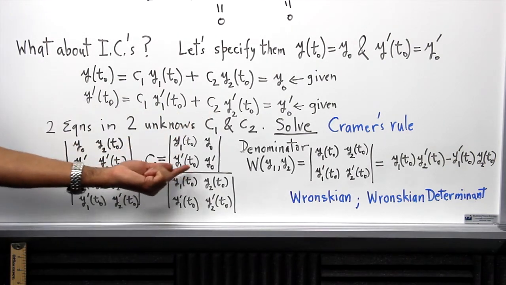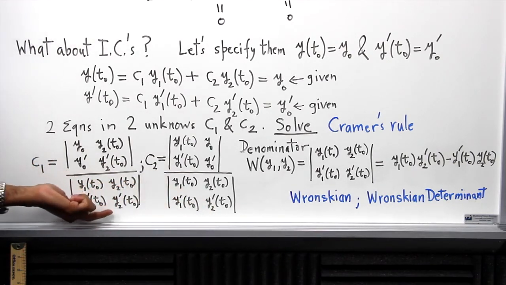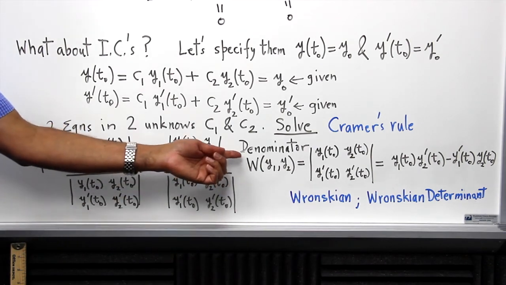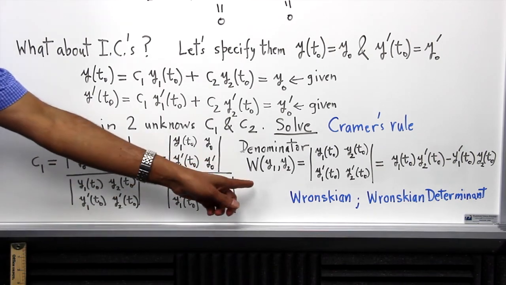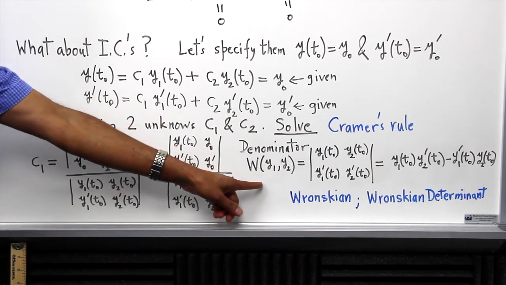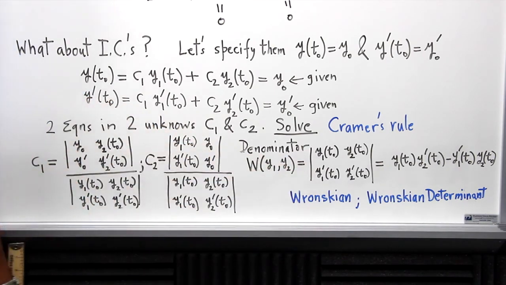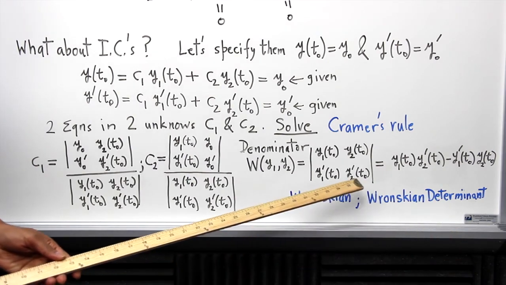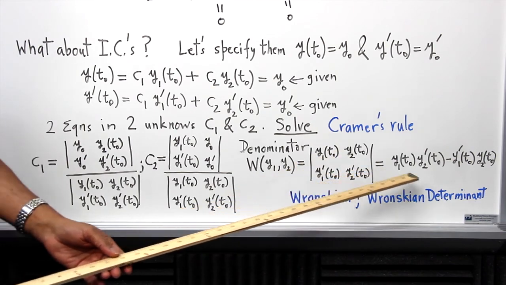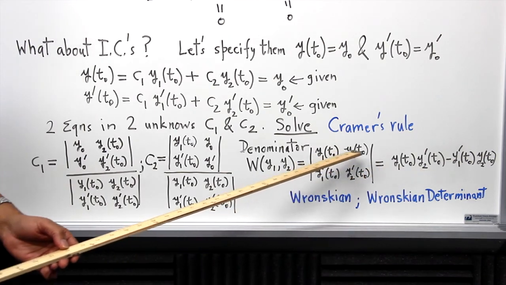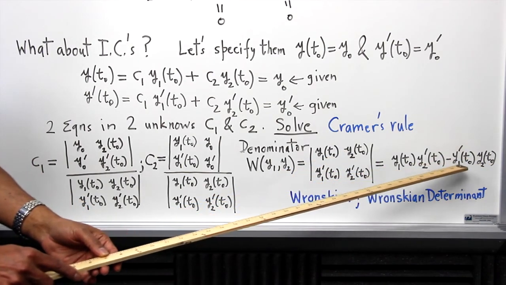Likewise, c2 is given by this, where in the denominator we have the same matrix. And so this matrix plays a very important role. It is the matrix appearing in the denominator. And we are giving it a label, W, which depends on y1 and y2, is this determinant, as we saw before. And if we expand it out, we will see that it is y1 times y2 prime, both evaluated at t0, that's the first term, and minus the product associated with these terms. So y1 prime times y2 with a minus sign.